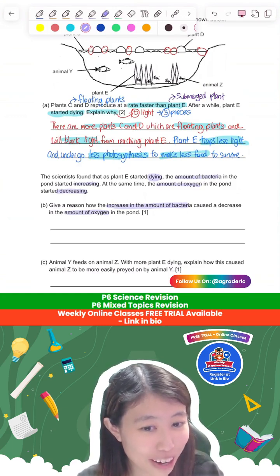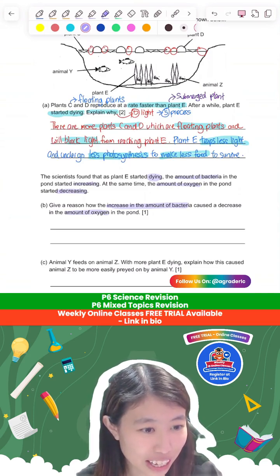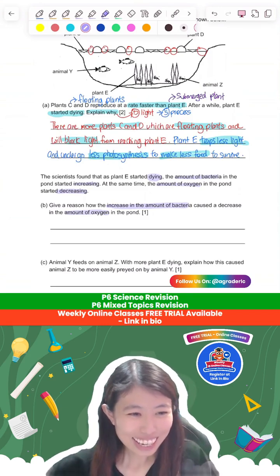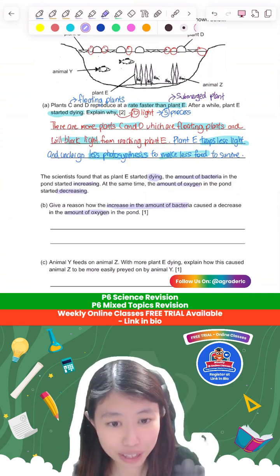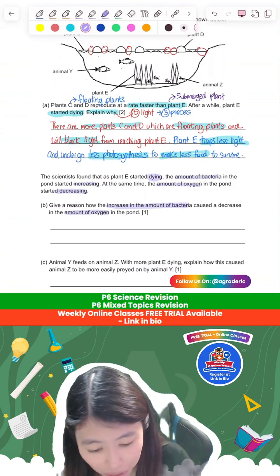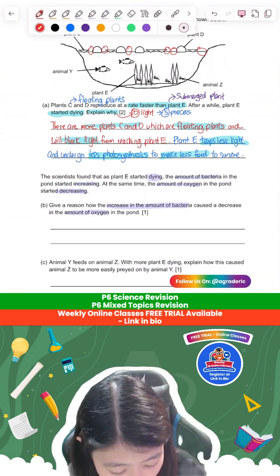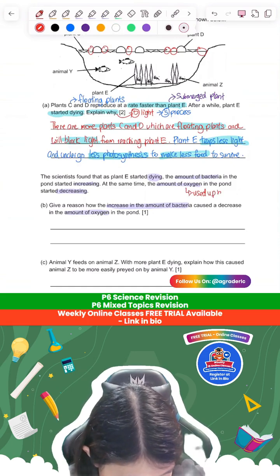Very good, Capybara. Thank you for your answer. Okay, so very good, because bacteria is a living thing. All living things take in oxygen for respiration. Okay, so take note that the oxygen level actually decreases because it's being used up by the bacteria.